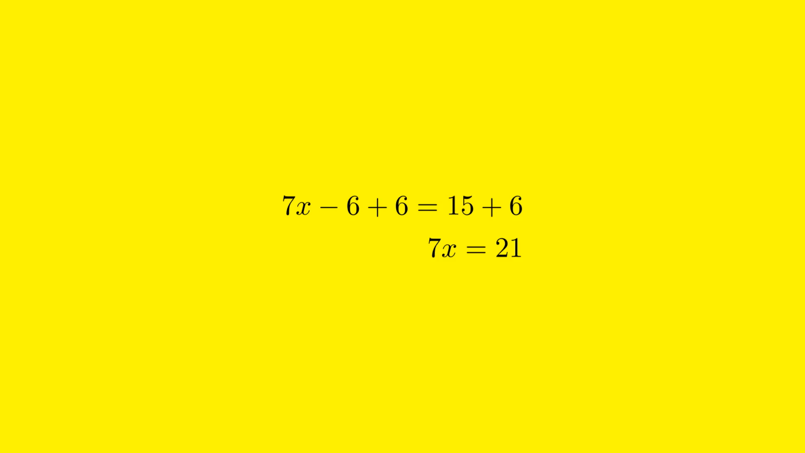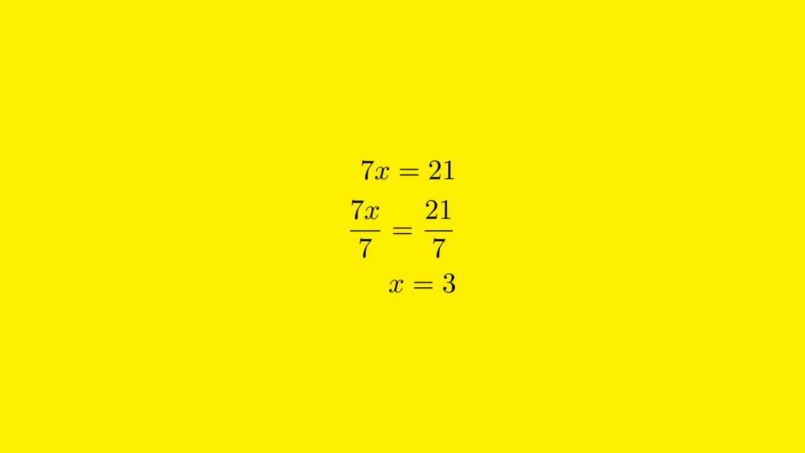By adding 6 to the left side, the minus 6 and plus 6 cancel each other out, leaving us with just 7x on the left. Now, the left side of the equation reads 7x. Since we added 6 to the left side, we must also add 6 to the right side to keep the equation balanced. Adding 6 to 15 gives us 21. So now the right side of the equation reads 21. After performing this step, the equation is now simplified to 7x equals 21.